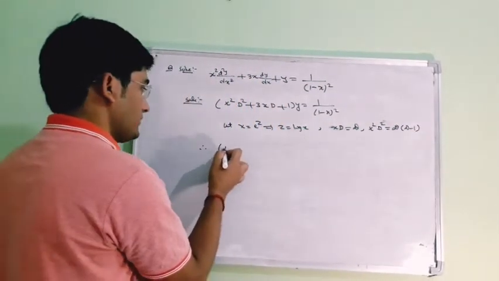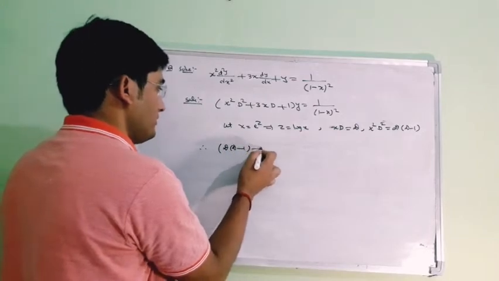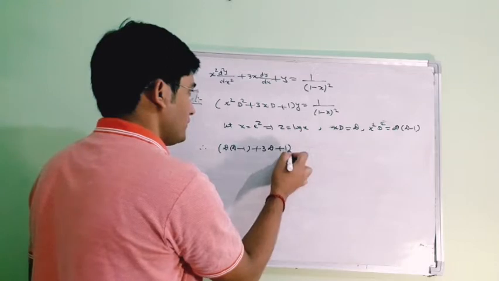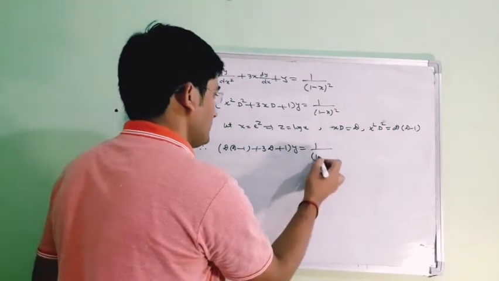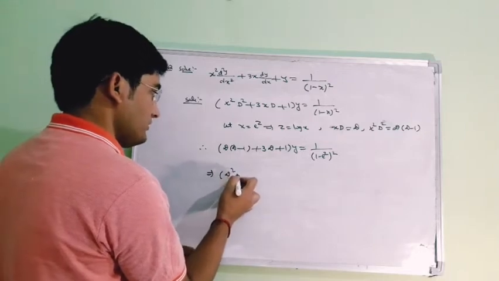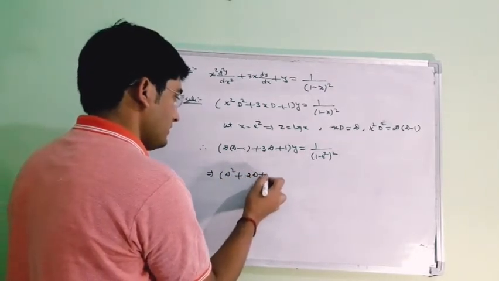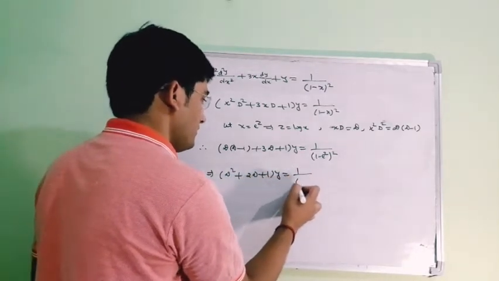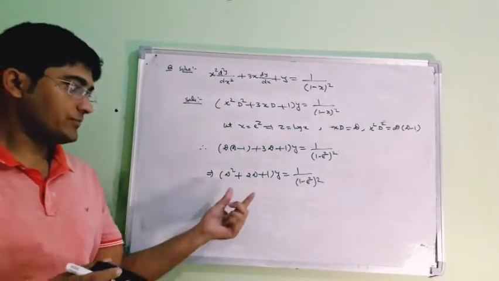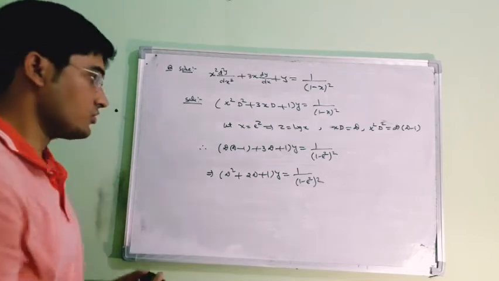Therefore, theta into theta minus 1 plus 3 x D is theta, so (theta plus 1) y equal to 1 upon, x is e to the power z, so we will get this term. So from here we will have (D square plus 2D plus 1) y equal to 1 upon (1 minus e to the power z) whole square. So now this is your linear differential equation with constant coefficient.